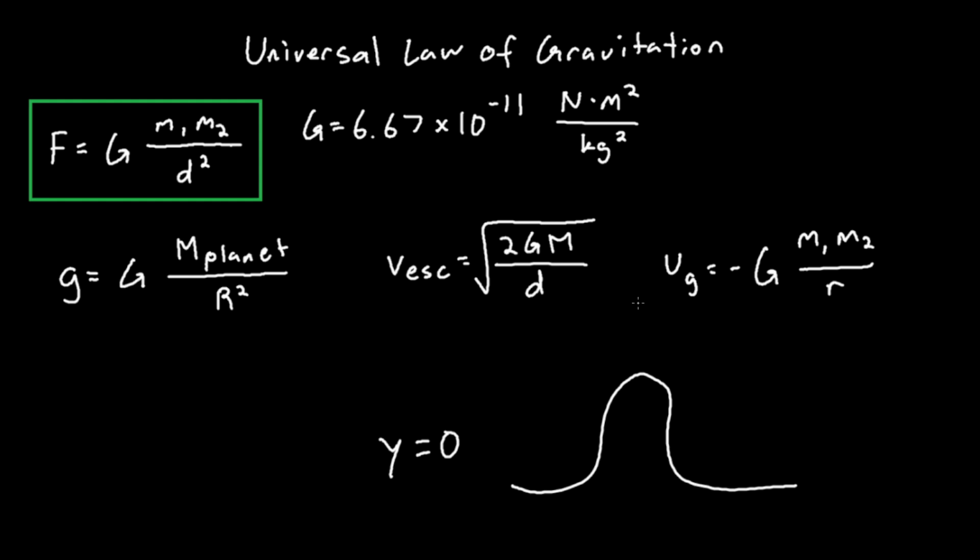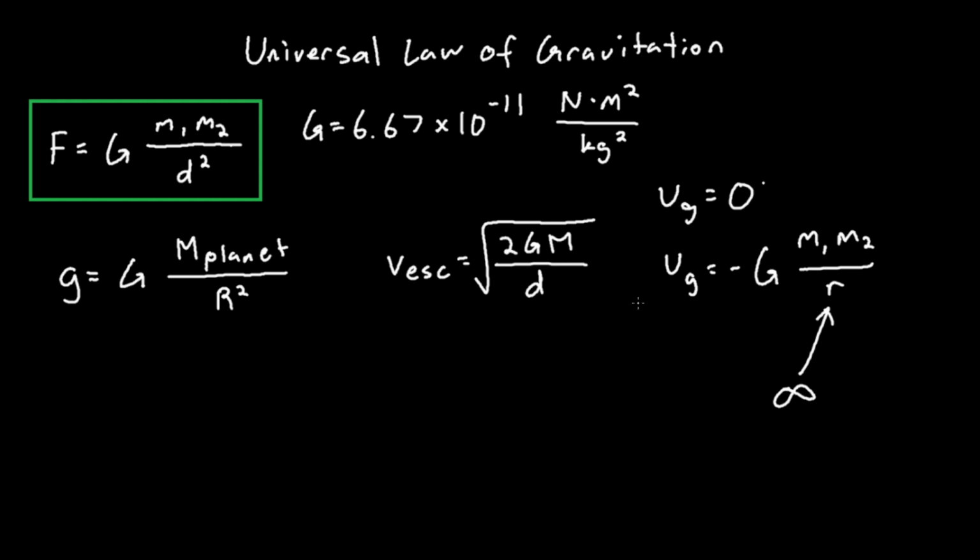But how do you completely escape the force of gravity? Well, you need to travel infinitely away. And once you travel infinitely away, there should be zero gravitational potential energy because you're not experiencing any gravity. So once this is infinity, that is the only time when your gravitational potential energy will be equal to zero. So the reason why it's negative is because we treat infinity as the zero point, the point where you have zero gravitational potential energy.